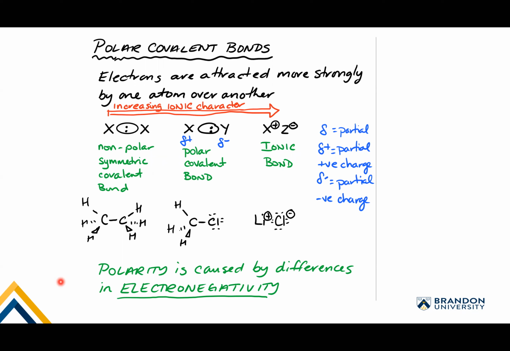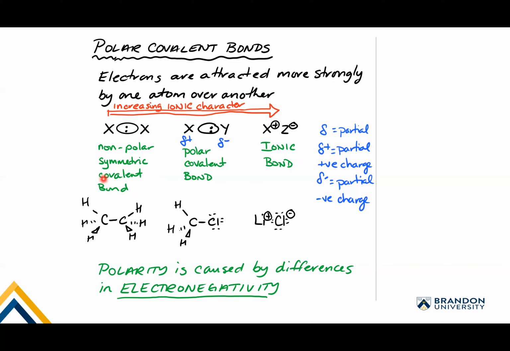And this brings us to polar covalent bonds. So electrons are attracted more strongly by one atom over another. And if the two atoms involved in the bond are exactly the same, like here just a generic X and X, or a carbon and a carbon, it'll be a non-polar bond, and the electrons will be shared in between the two nuclei. It's basically a completely symmetric bond.